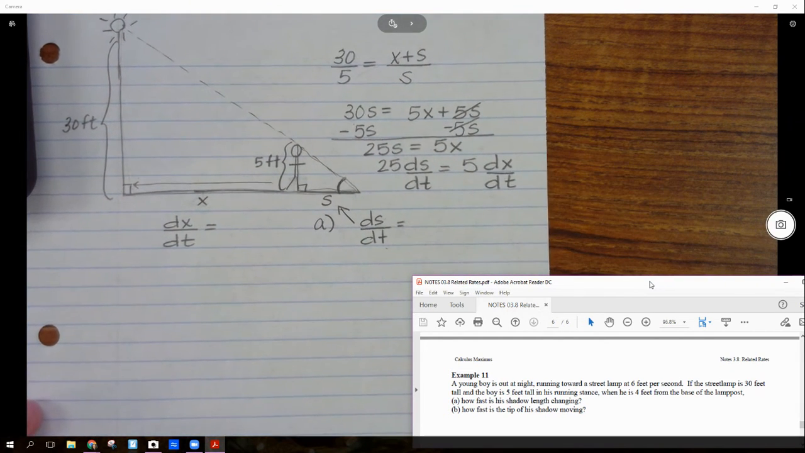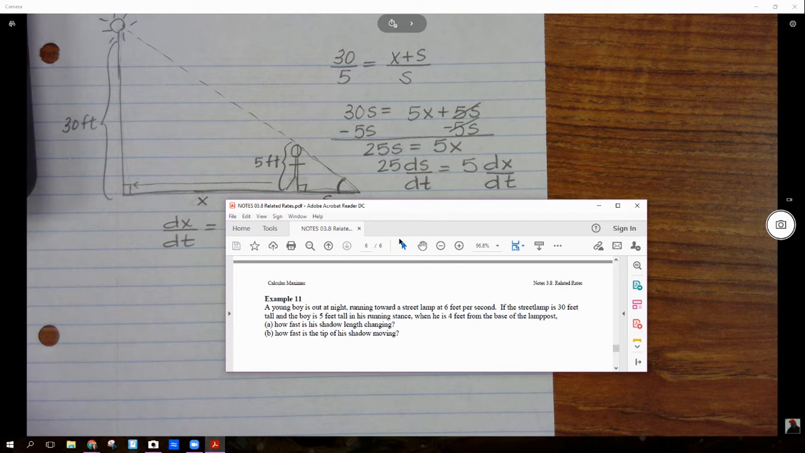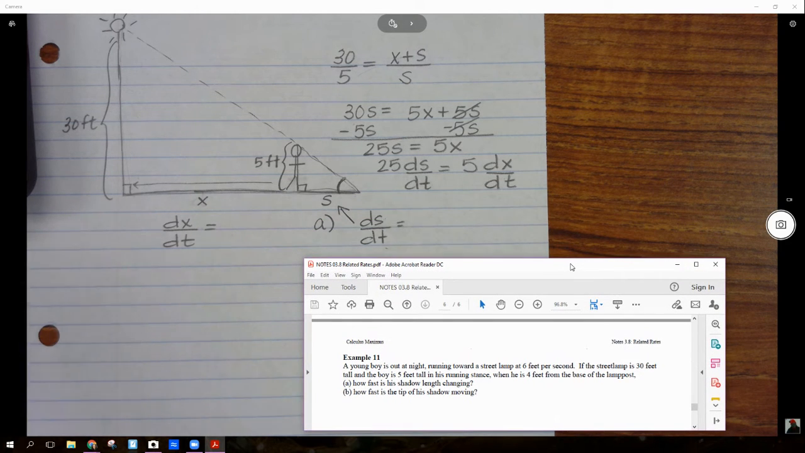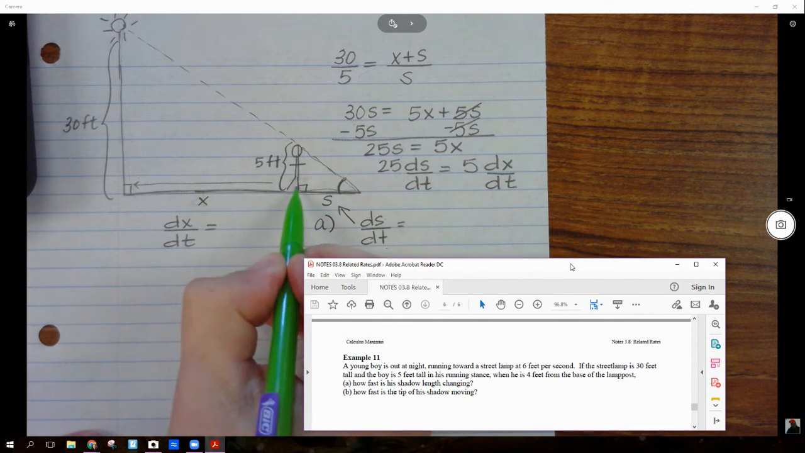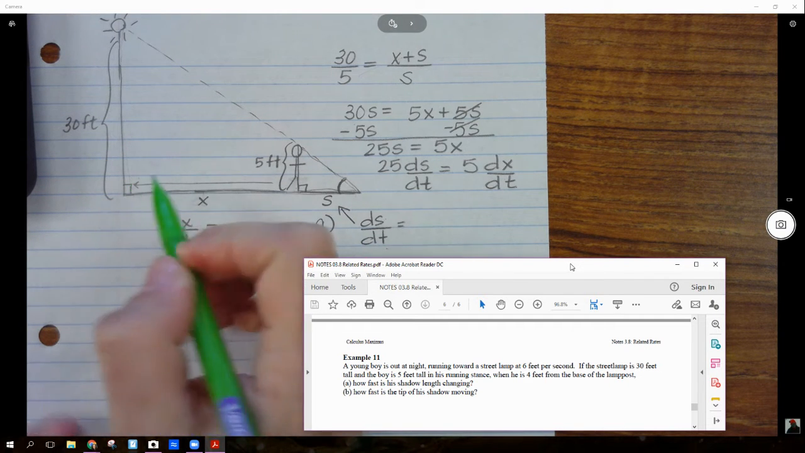All right, so we're looking for ds/dt. I have dx/dt in my equation, and I believe we were given some more information that I have not labeled yet. It says the boy is running toward a street lamp at 6 feet per second. So that's a rate of change we haven't labeled on our picture yet. Here he is right here, running towards the street lamp at 6 feet per second.